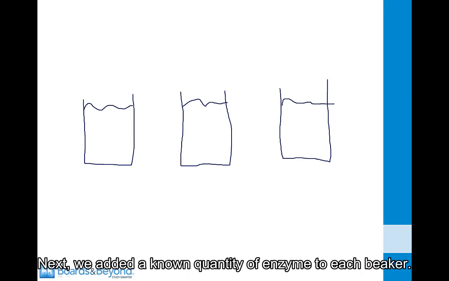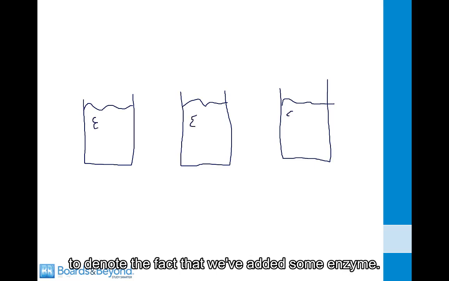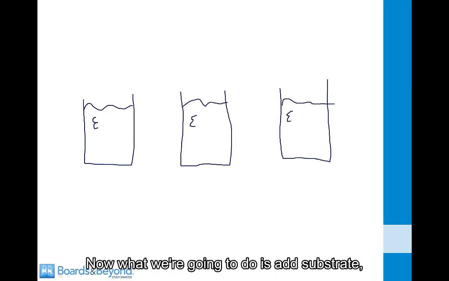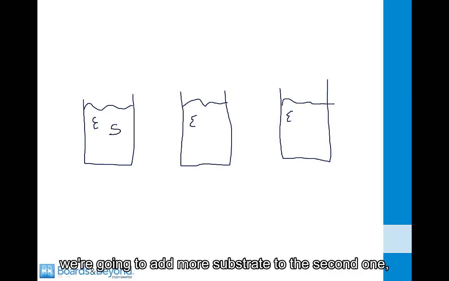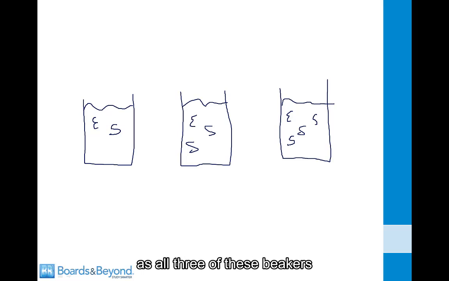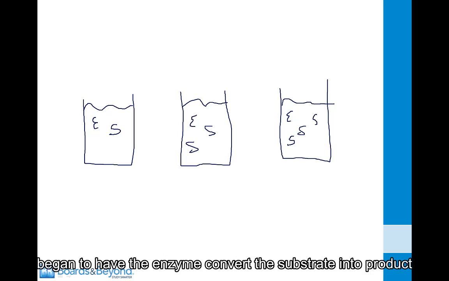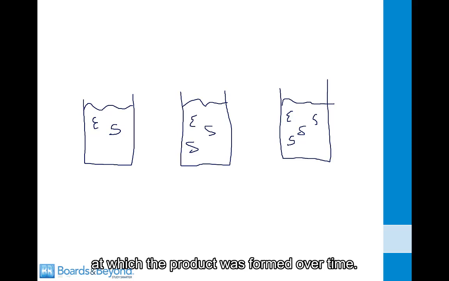Next, we added a known quantity of enzyme to each beaker. So I'm going to write a little E inside each beaker to denote the fact that we've added some enzyme. Now what we're going to do is add substrate, but we're going to add just a little bit of substrate to the first one. We're going to add more substrate to the second one, and we're going to add a lot of substrate to the third one. Now let's imagine that we watched as all 3 of these beakers began to have the enzyme convert the substrate into product, and we measured the rate at which the product was formed over time.